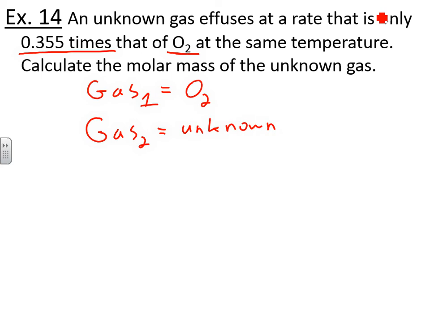And so we know the rate of the gas is 0.355 times that of oxygen. So if we make oxygen's rate of effusion 1, we'll make this gas have a rate of effusion of 0.355. And that's what that needs.